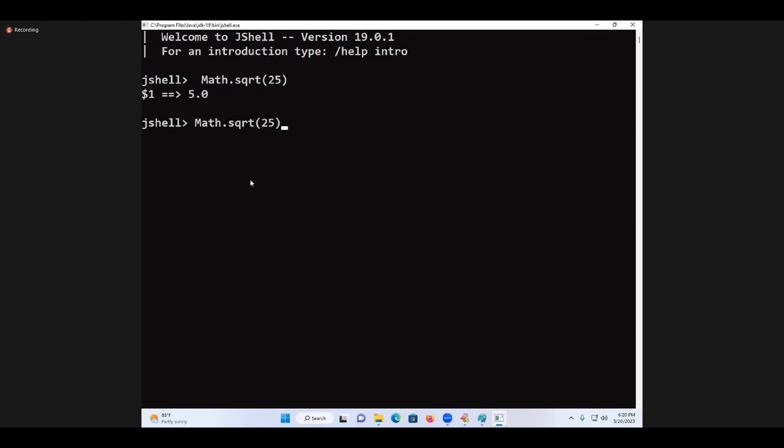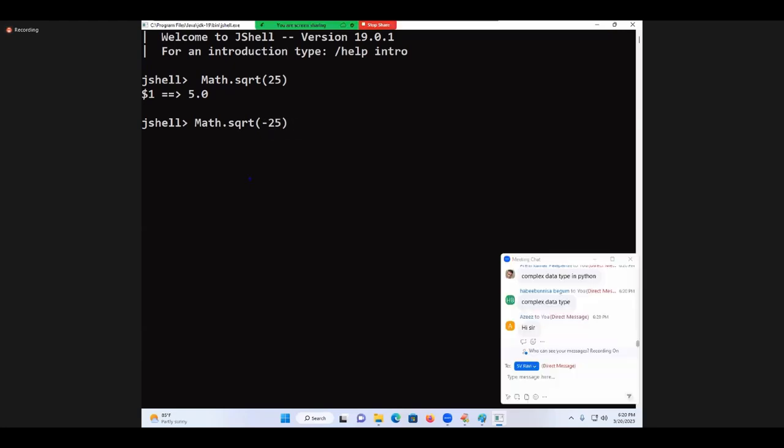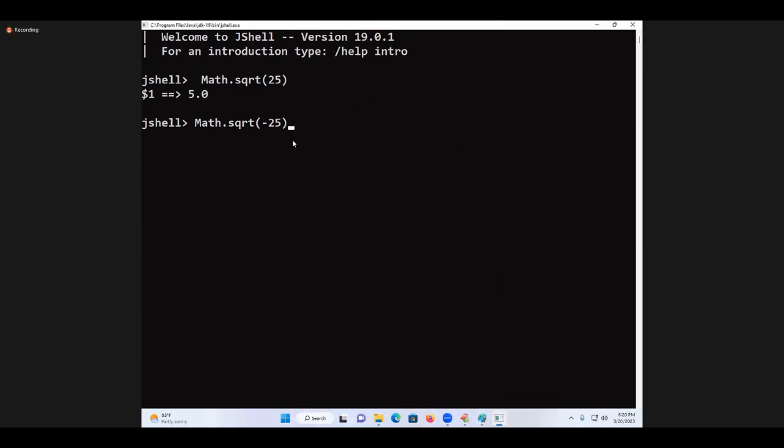Square root of minus 25, you'll be getting what? You'll be getting a value called NaN, N-A-N. That is not a number. That means it doesn't have any meaning in Java. So there is no such data type.